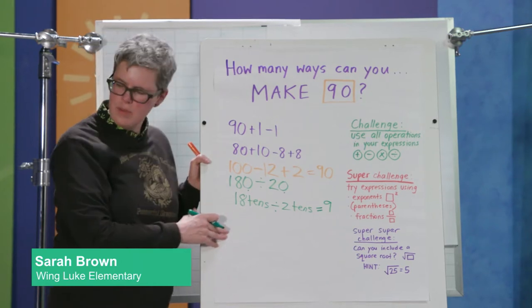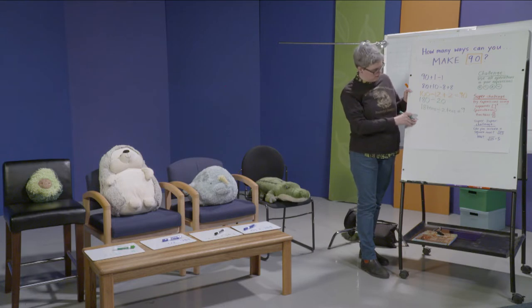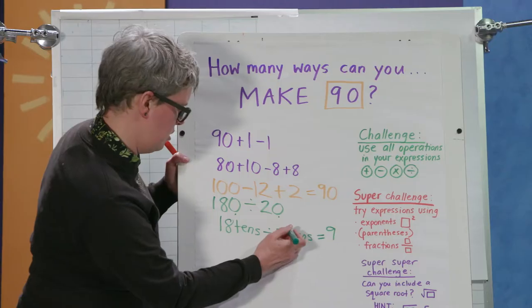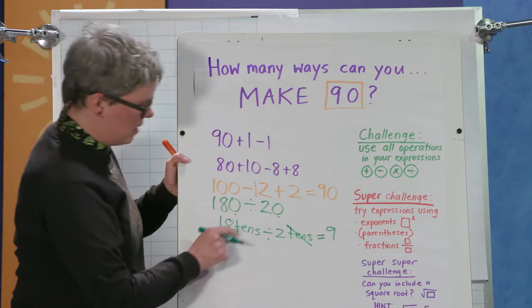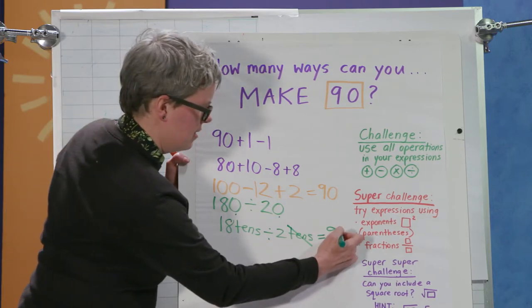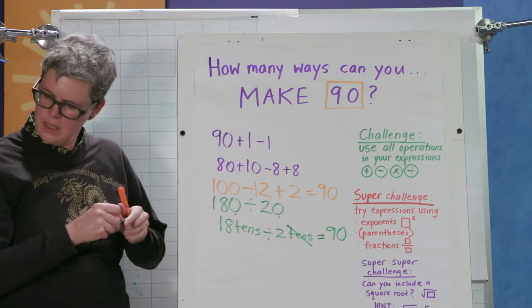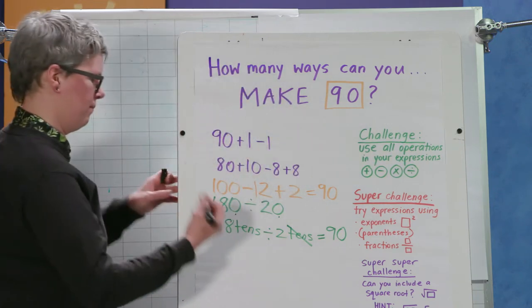It's not 90. What can we do? Thank you for making that mistake. It helps us all really think this through. Oh, okay. So we actually just need to do 18 tens divided by 2, and then we still have 10. So 9 tens is 90. Fantastic. All right. What about this one?